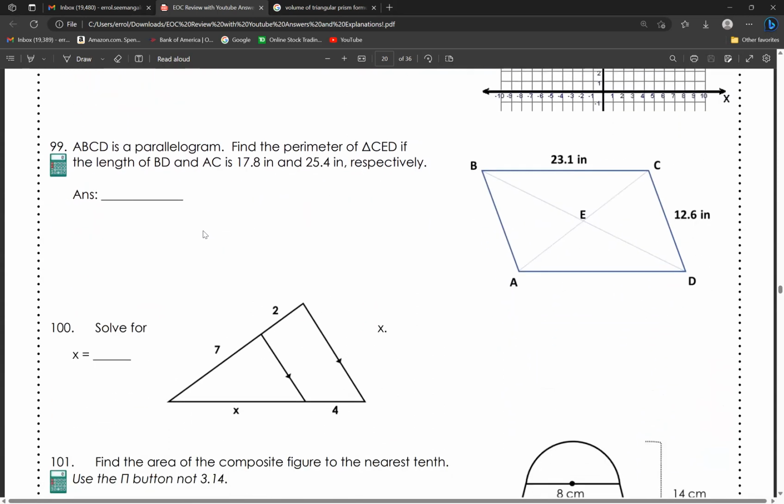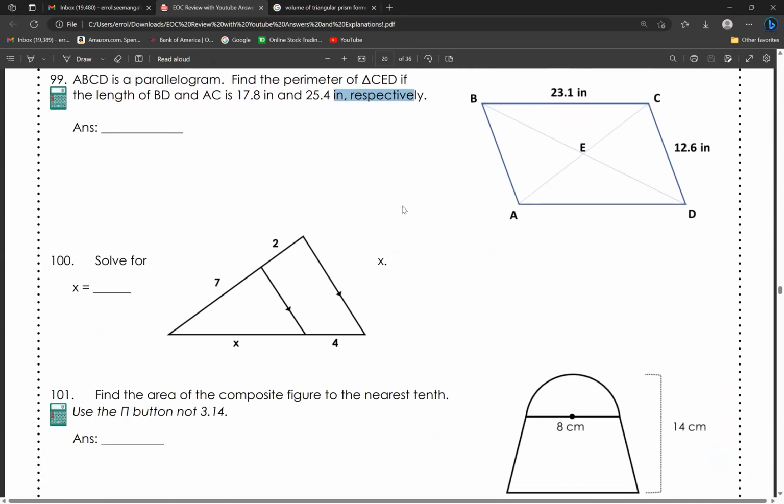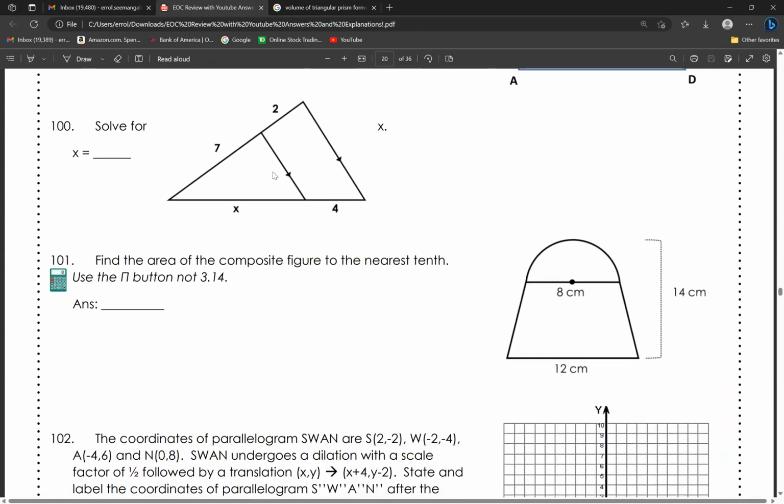99. ABCD is a parallelogram. Find the perimeter of triangle ACD if the lengths of BD and AC are that in inches respectively. All right, that one's not so bad. 100, solve for x. For this one, you just set up your ratios.